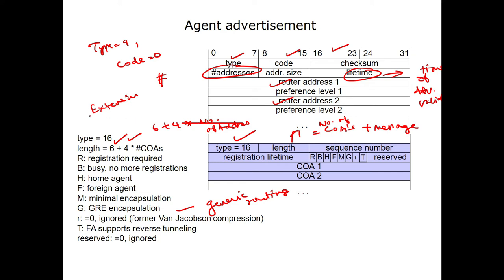For example, when we want to check the preference level, the preference level is an extension. The extension will have the type 16. When the type is 16, its length is calculated as 6 plus 4 times the number of COAs, where COA stands for care of address.